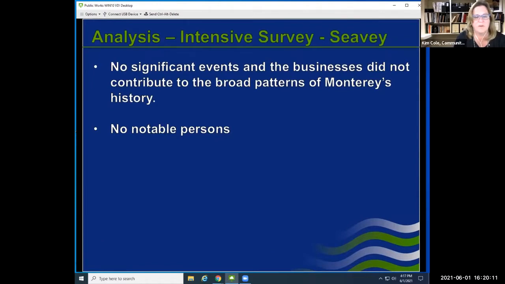And so the first survey was prepared by Kent Seavey, and it's that more intensive survey to actually determine significance versus a windshield survey. Based on his research, he did not find any significant events, and the businesses that were there didn't really contribute to broad patterns of Monterey's history. That's different than, for example, the sardine industry or buildings related to our fishing industry. The laundry building didn't have connections necessarily to broad patterns of Monterey's history. There were also no notable persons connected with the property.